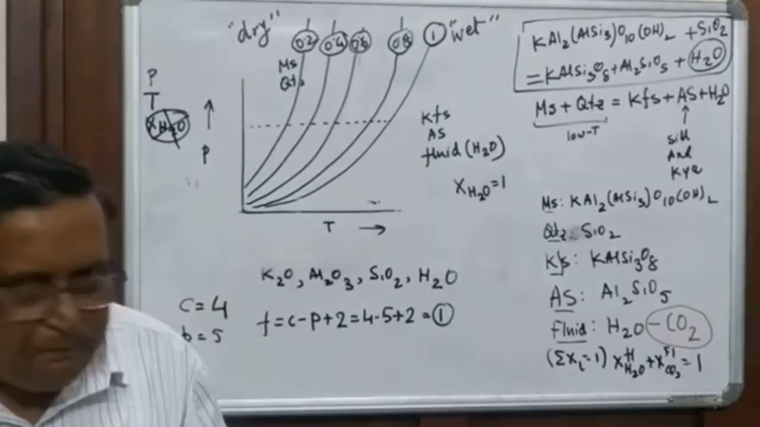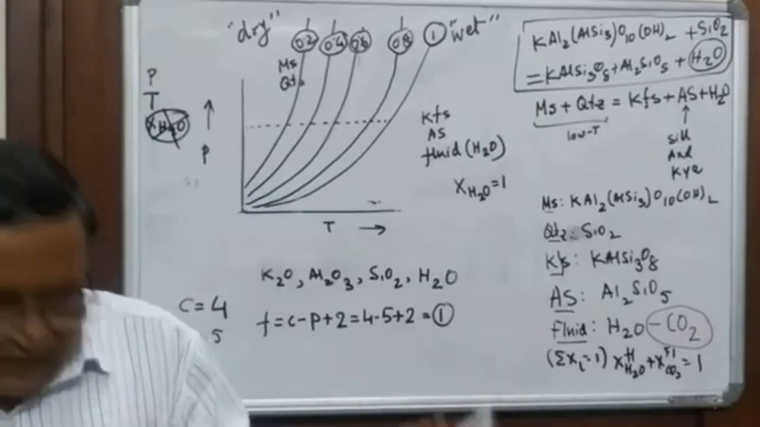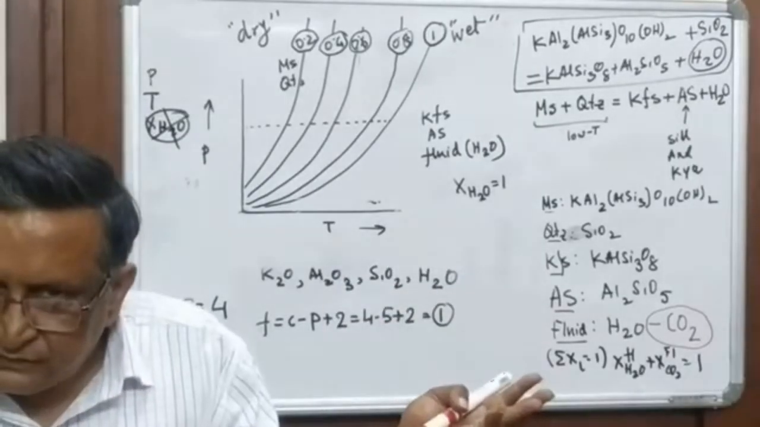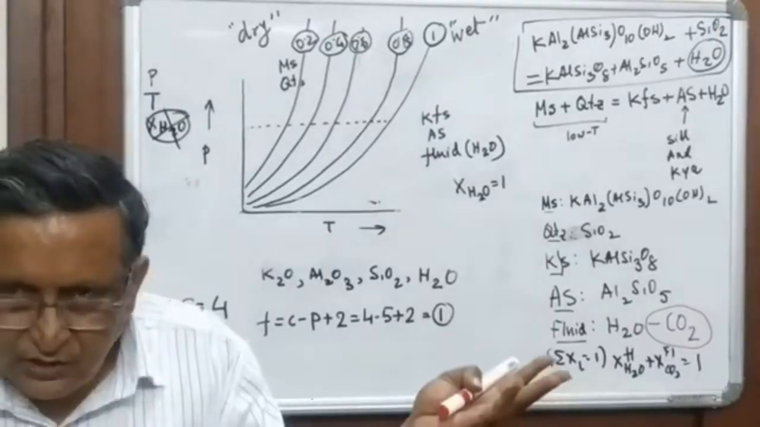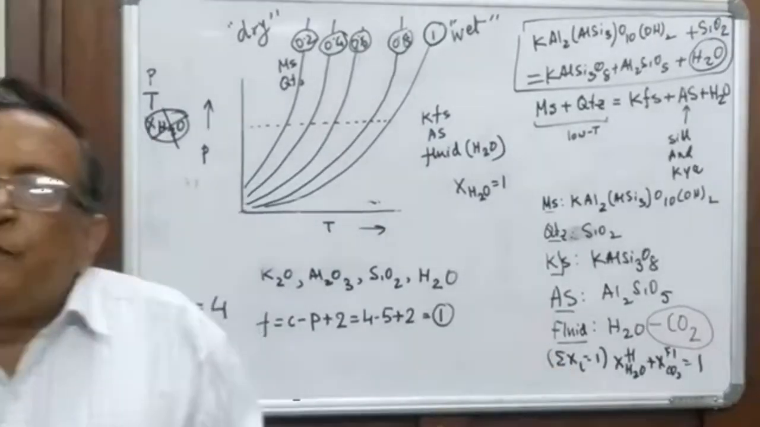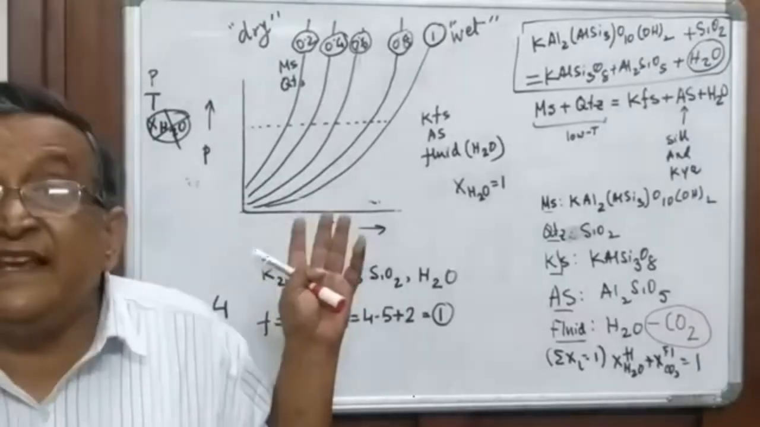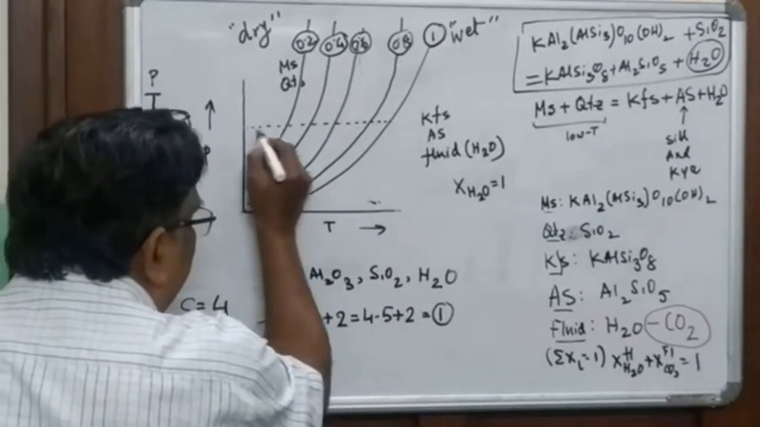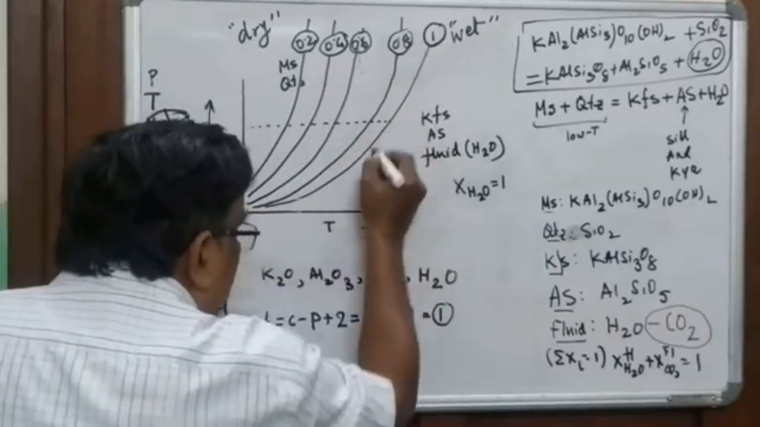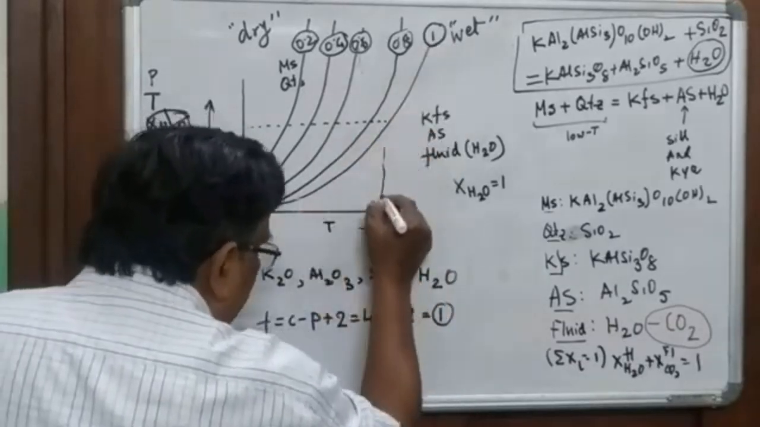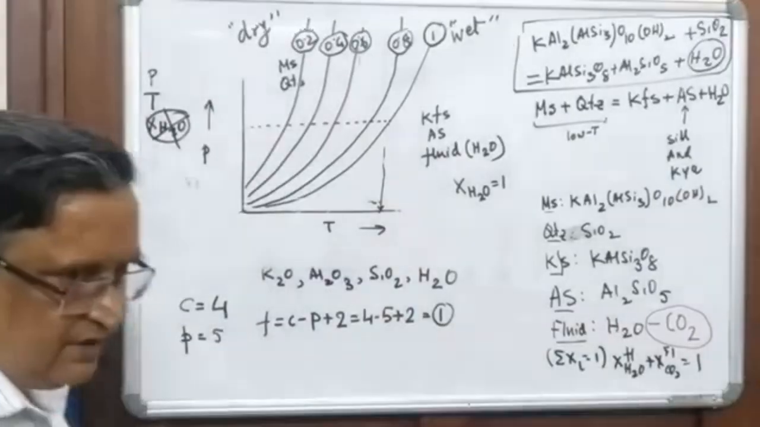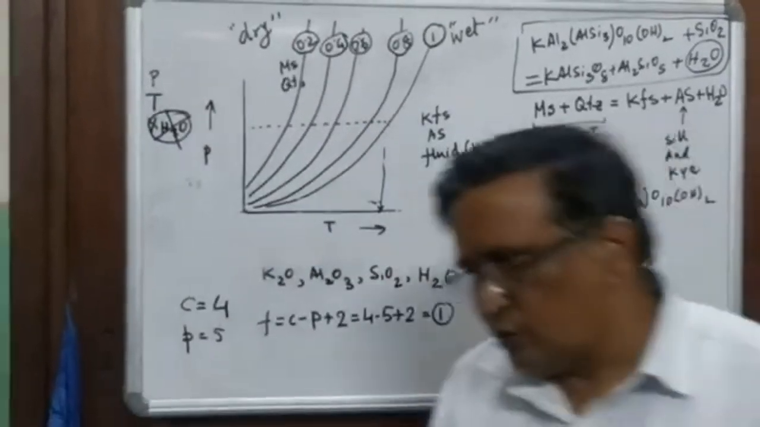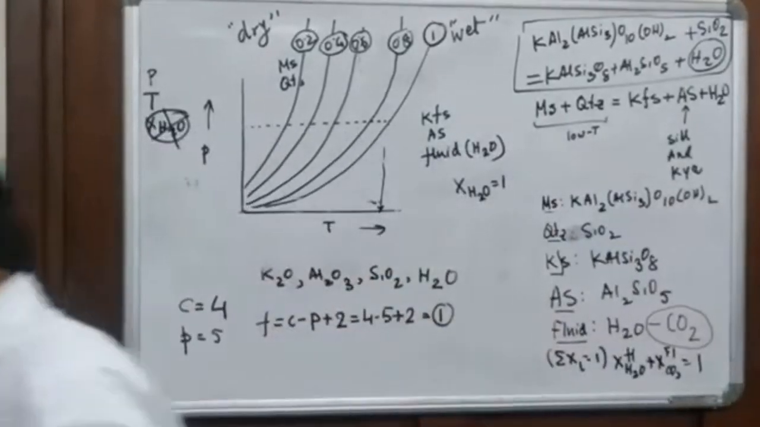So if you add P is equal to 5, then you are adding one equation yourself. So variables minus equations now becomes 0. That is no variance. That means if you take this value P at this curve, XH2O, this is your T. So T is fixed. That is what Gibbs phase rule says for this curve.